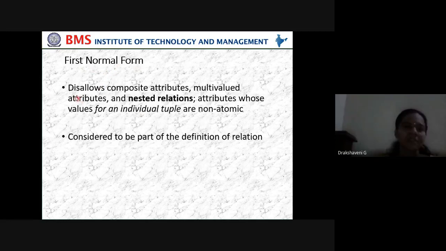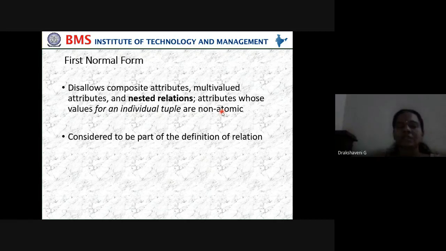What is the first normal form? It disallows composite attributes, multi-valued attributes, and nested relation attributes whose values for an individual tuple are non-atomic. So what the first normal form says to us, even in the last class I discussed, is that the table should satisfy certain conditions. What conditions does it have to satisfy? It should not have a composite attribute. What do we mean by composite attributes?